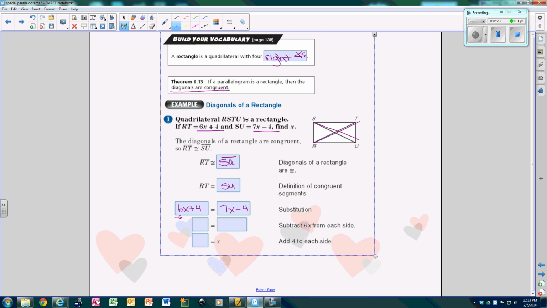So if I subtract 6x from both sides, I get that 4 is equal to x minus 4. And if I add 4 to both sides, I get that x is equal to 8. So if x is 8, if you go back and plug it in, so you've got 7 times 8 minus 4, so 56 minus 4, so 52. So that means both your diagonals have a length of 52.